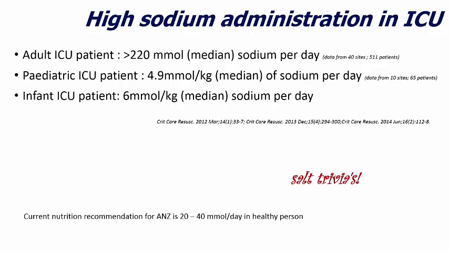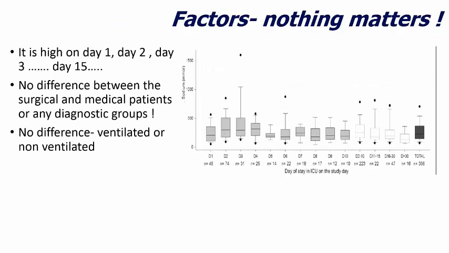Think about this. What factors might affect this? Nothing much, really. It's high on day 1, high on day 2, high on day 13, high on day 30. It's really high. There's no difference in various medical groups, surgical groups, ventilated, non-ventilated patients.